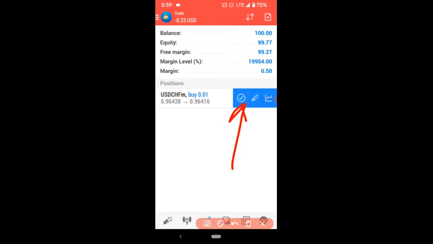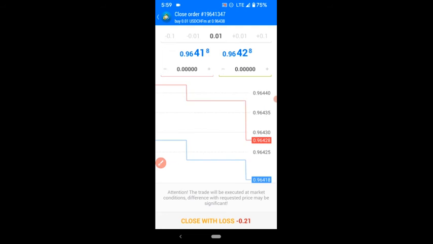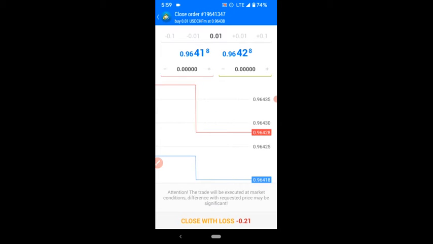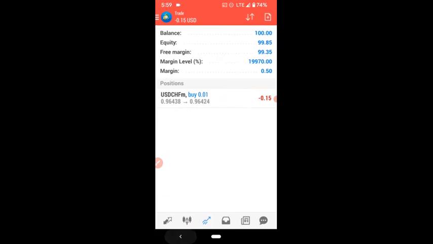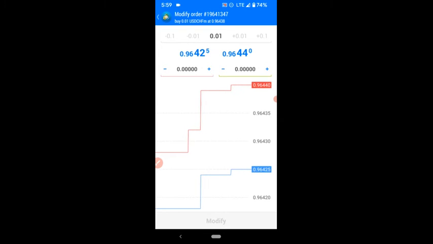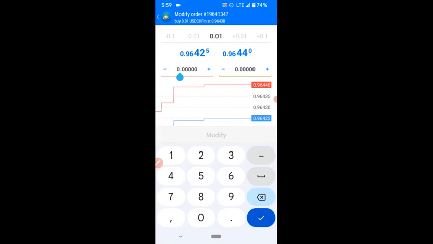This is to close a trade. This pen is to modify, and this is to look at the charts. If I press it, you see, close with loss negative 0.21. So when I close this trade, 0.15 will be deducted from my account balance. But I don't want to close the trade, so I want to modify. For example, you want to modify the trade, so you put your stop loss, any amount. You can put 9, maybe you can come to your chart.